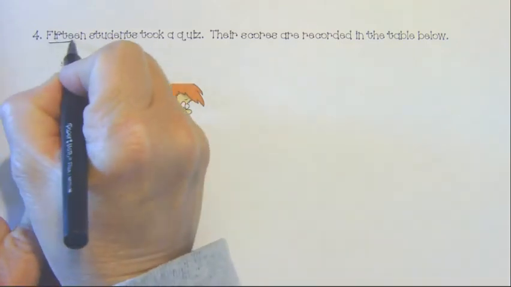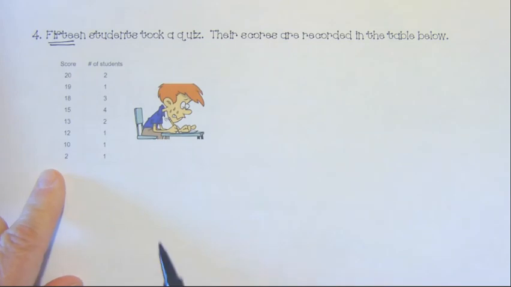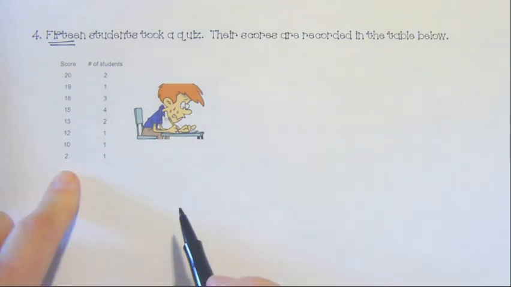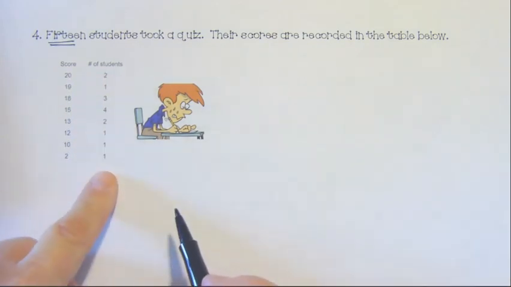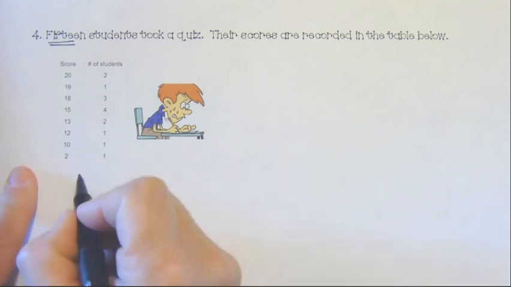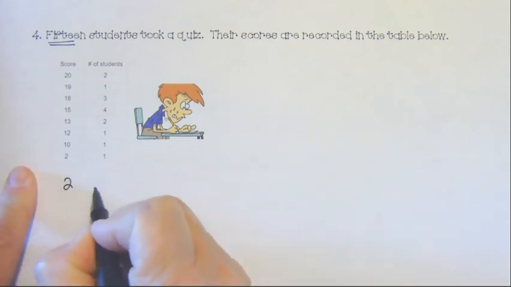15, there's our total number again. 15 students took a quiz. So here's their scores on the quiz. Here's how many got each of those scores. So I'm going to start with the smallest one, which is a 2. There's only one person that got a 2.